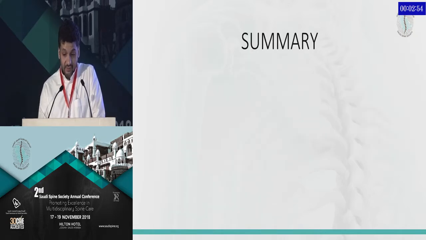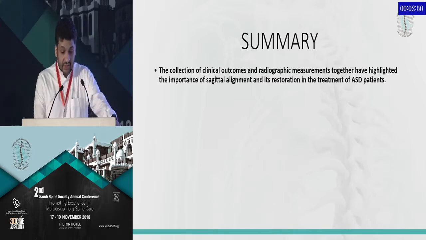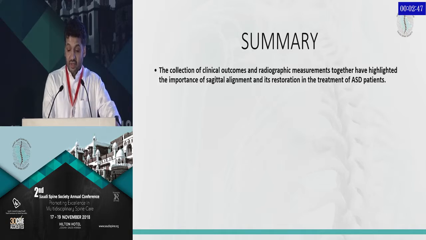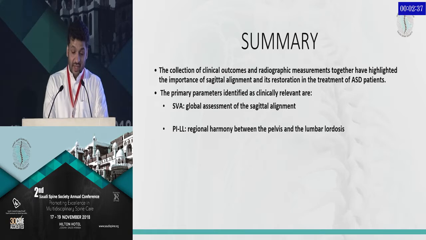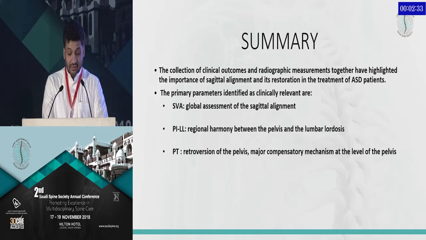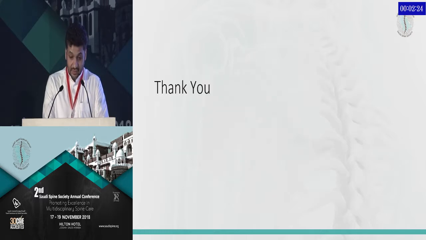So in summary, there's a correlation of clinical outcomes with radiological measurements together. It has a very high importance in sagittal malalignment in restoring and treating the patients. The primary parameters identified are the SVA, pelvic incidence minus lumbar lordosis, and pelvic tilt. This is why surgical treatment to restore these parameters has been explored and studied. And I guess that's it.